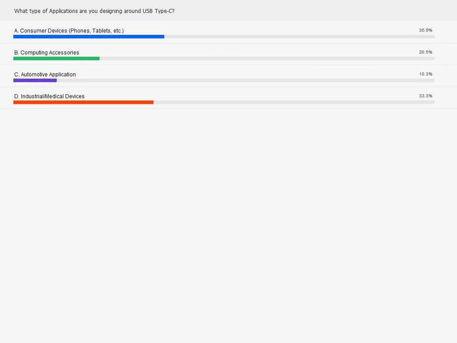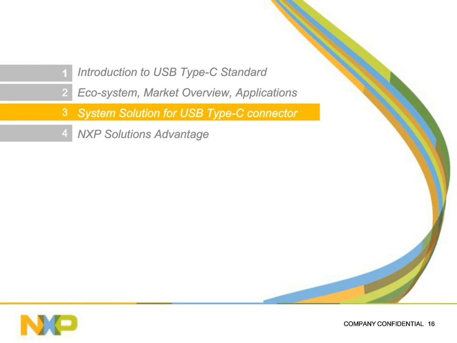So with that information, let's move on now into the system solution. So we got an overview of the Type-C standard, we saw the capabilities, we got an idea of how the market is adopting it, what are the different vertical segments that are adopting the USB Type-C connector. Now we can look into actually building a system with a Type-C connector. So with that, let's jump into that.